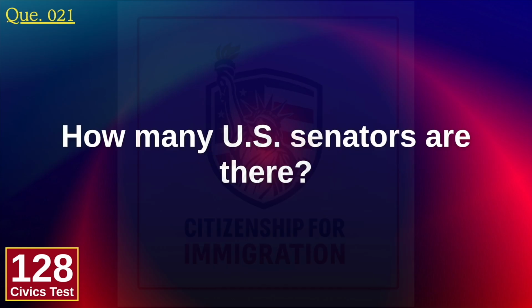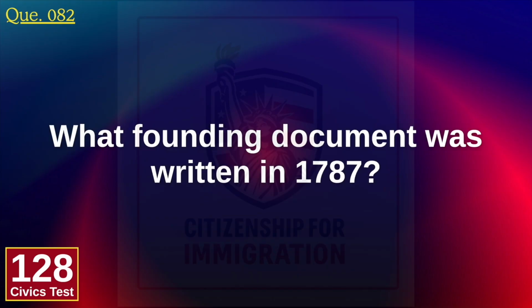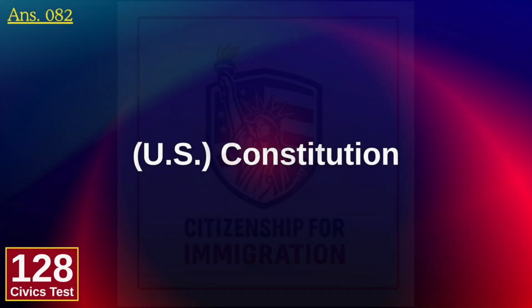How many U.S. senators are there? 100. What founding document was written in 1787? U.S. Constitution.